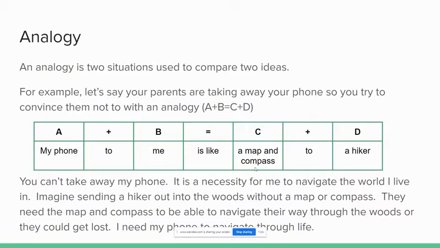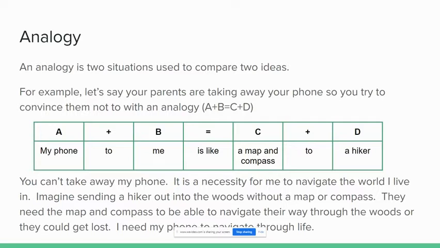An analogy is where you're using two different situations to make a point. You're using one situation to make a point about another situation. So if the situation that I'm in is that my parents took my phone away from me, that's my situation, A plus B. My phone got taken away from me. I need to make that equal to something else to make them understand how important it is. So I'm going to compare my situation to a hiker having their map and compass taken away, right? So I use these two ideas to get my parents to understand.